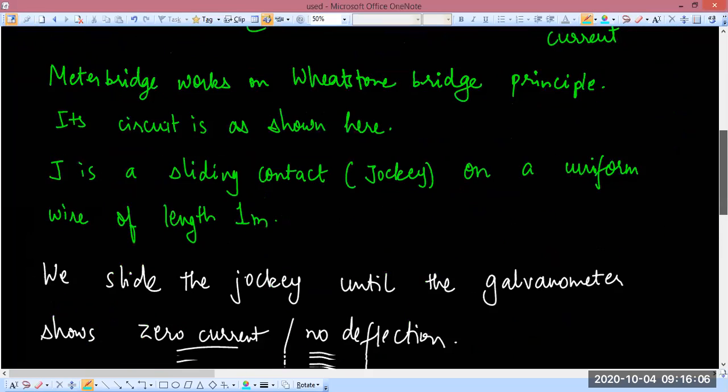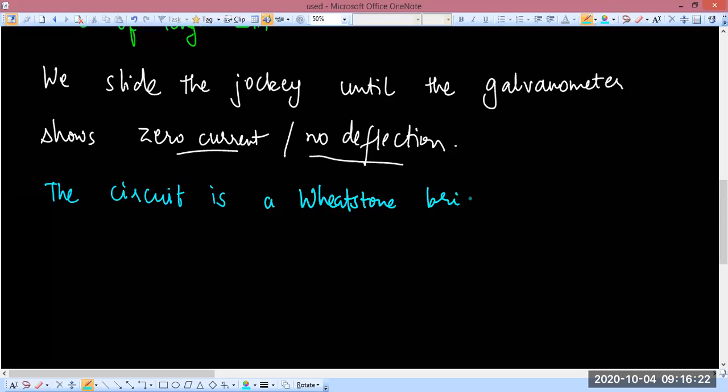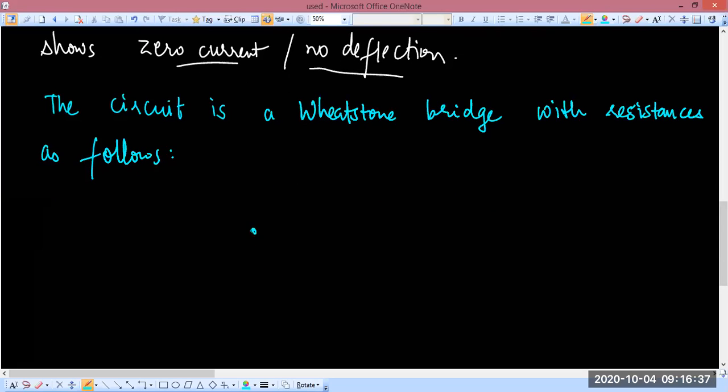So let's write that now here. The circuit is a Wheatstone bridge with resistances as follows. So we can say that this whole circuit is actually a Wheatstone bridge with the following kind of resistances. Have a look at this very carefully.